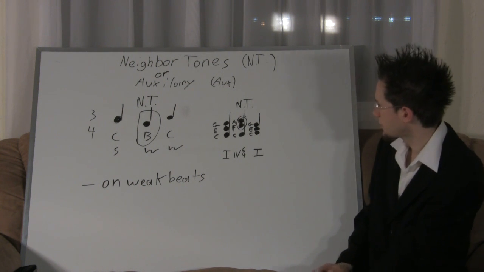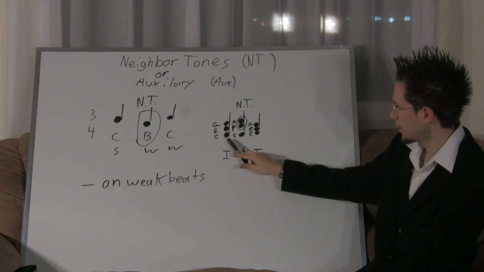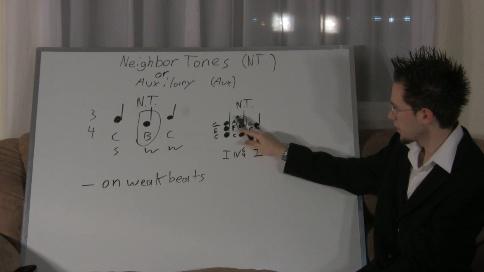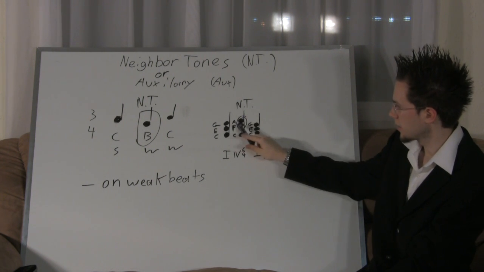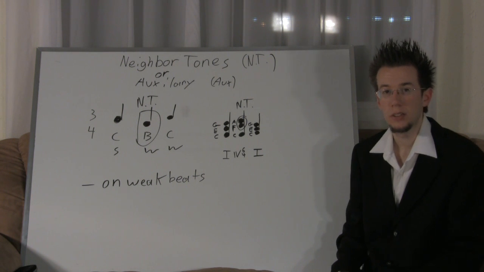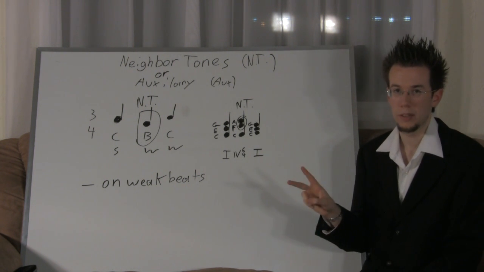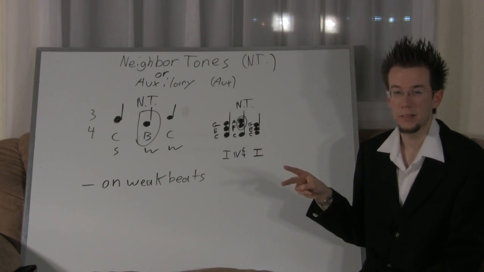With this right here, see how the E and the G are both going up one note? The G is going to the A and then back to the G, and the E is going to the F and then back to the E. So it's really two neighbor tones going up and then going back down.